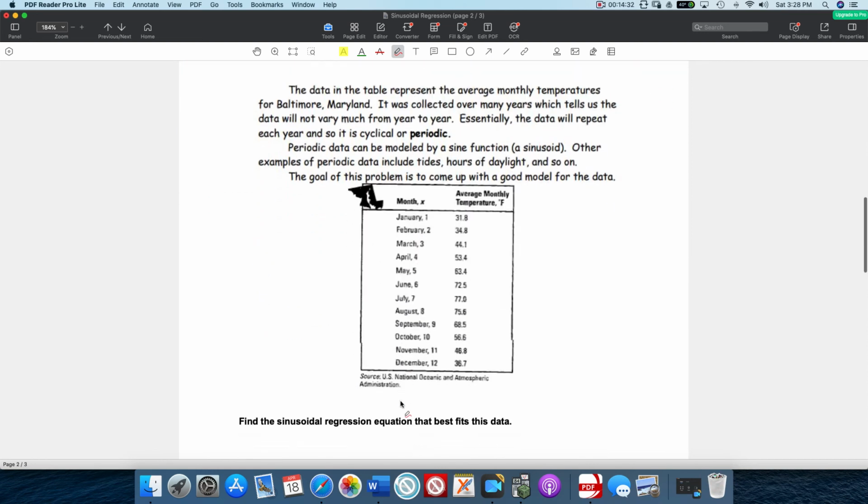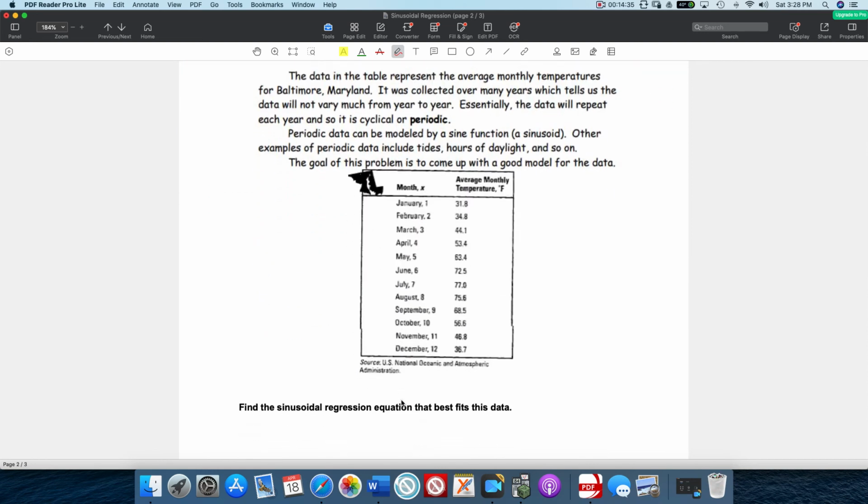Moving on. The data in the table represents the average monthly temperatures for Baltimore, Maryland. It was collected over many years, which tells us the data will not vary much from year to year. Essentially, the data will repeat each year, and so it is cyclic or periodic. Periodic data can be modeled by a sine function or a sinusoidal. Other examples of periodic data include tides, which we'll look at one of those in your assignment, hours of daylight, and so on. The goal of this problem is to come up with a good model for the data.